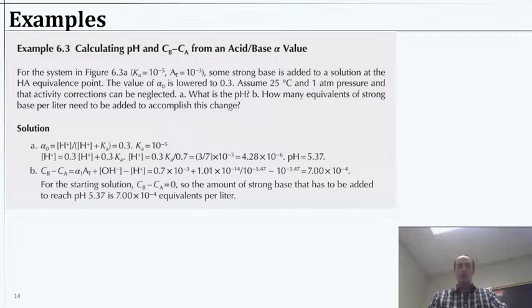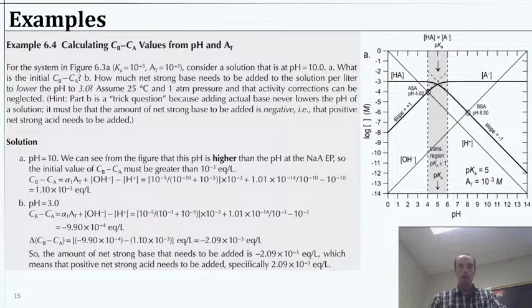Okay, so let's try a quick example. I've got the solution up here, so take a look with me at the problem, give it a couple minutes to think about it, and then we'll work through the solution that's provided. So calculating the pH and the CB minus CA and acid-base alpha value for this scenario. For the system, I think I had that figure. Okay, I think the figure's here.